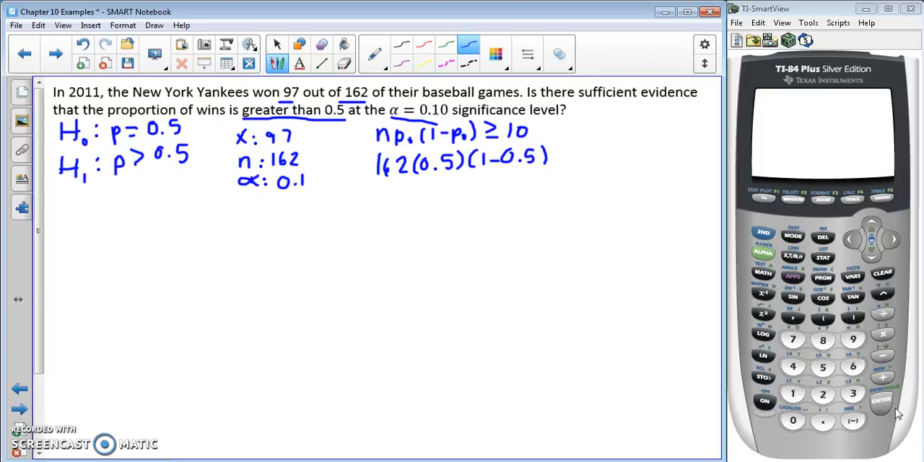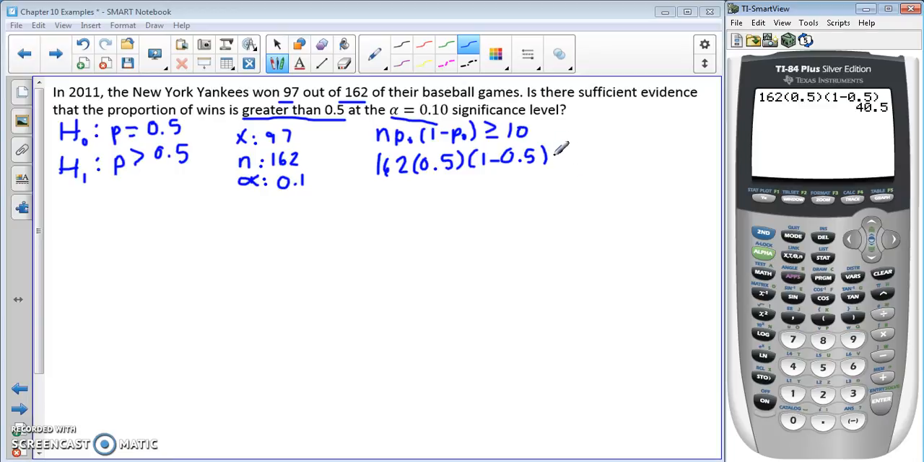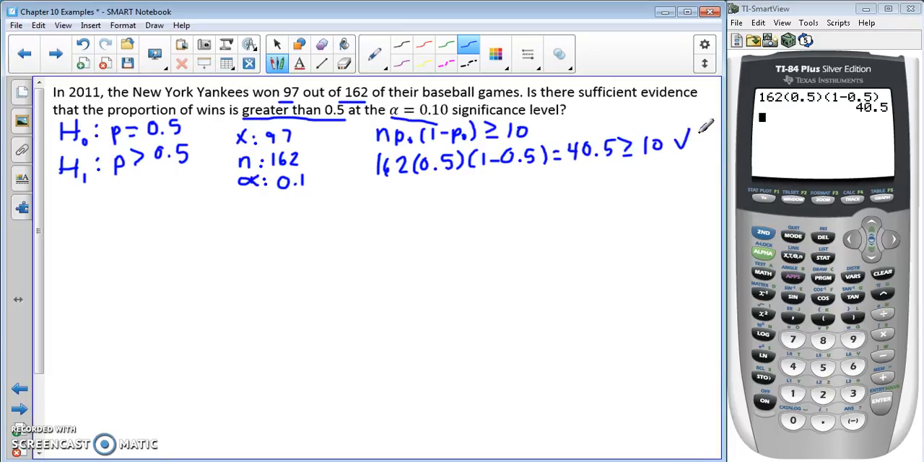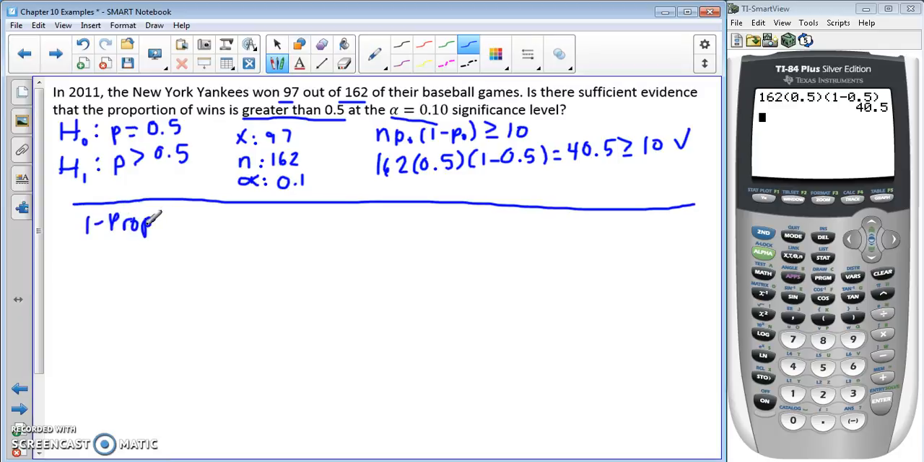So let's check that in our calculator. 162, open parenthesis, 0.5 close parenthesis, open parenthesis, 1 minus 0.5 close parenthesis, enter. So we get 40.5, which is greater than or equal to 10. So we are good to go with our hypothesis test. So again, we're going to use one prop z test.